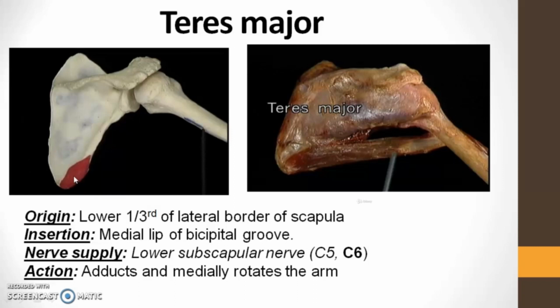The nerve supply for this is lower subscapular nerve, and action will be adduction and medial rotation of the arm. So where we studied for teres minor it is lateral rotation, here it is opposite, it is going to adduct and medially rotate the arm.